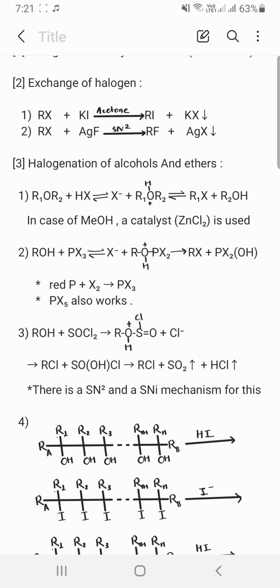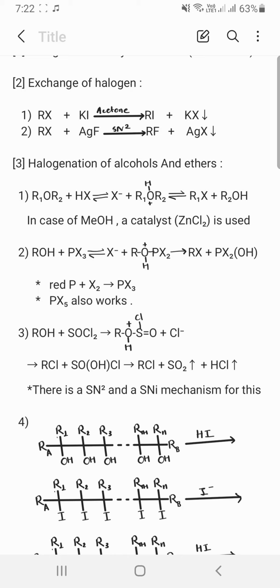So AgX, when it's not AgF, which is AgCl, AgBr, AgI, these are insoluble, or I should say less soluble. And similarly KX is less soluble in acetone. KI is fine.